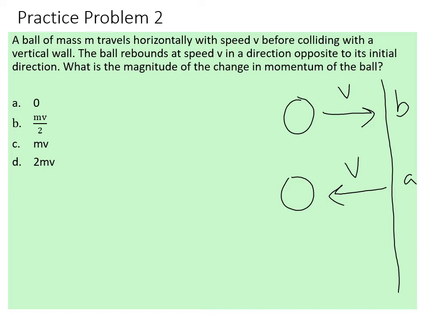And a lot of students on this question said, okay, momentum is always conserved in a collision in the absence of external forces, so delta P is 0, and they would be wrong.